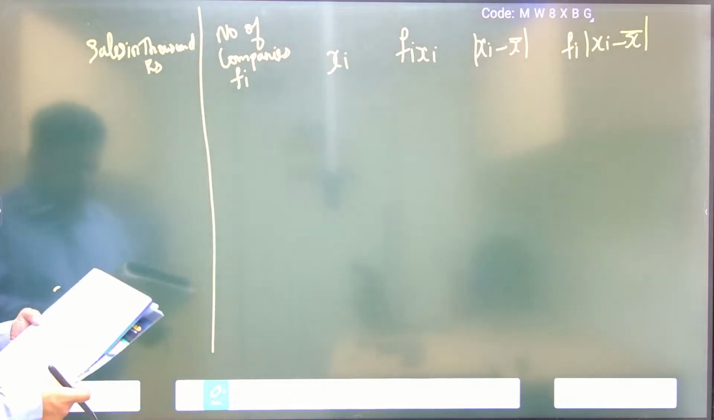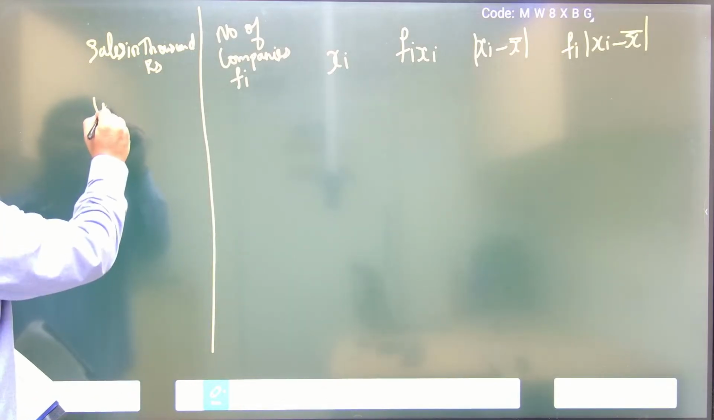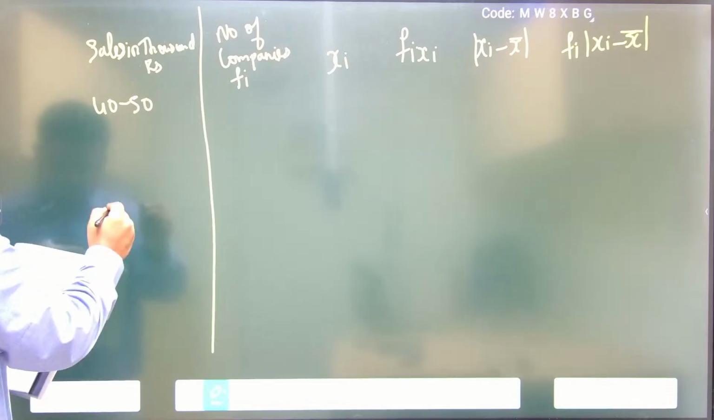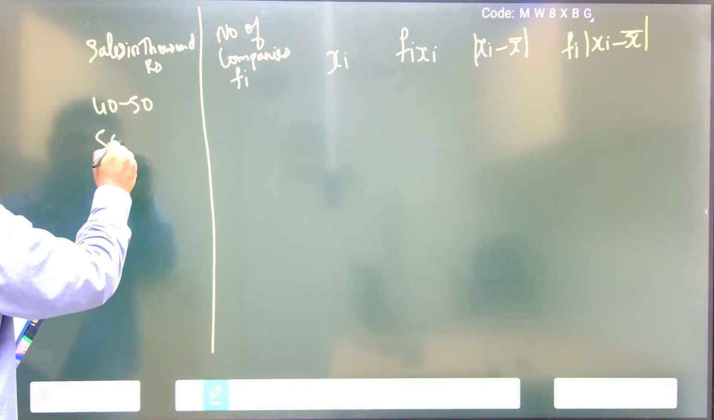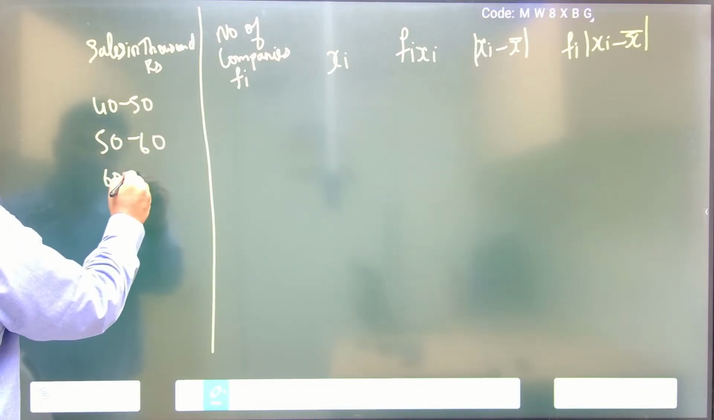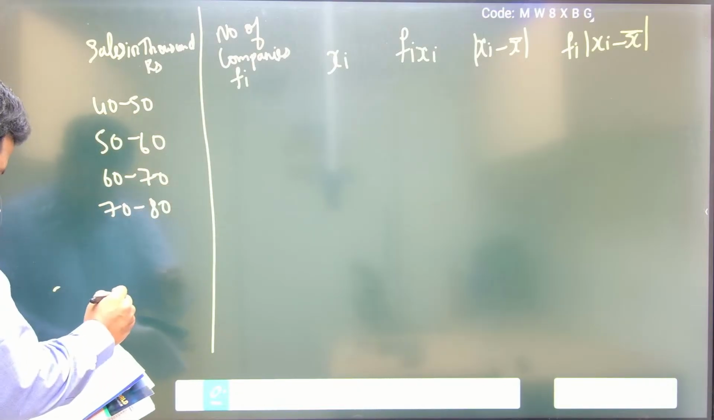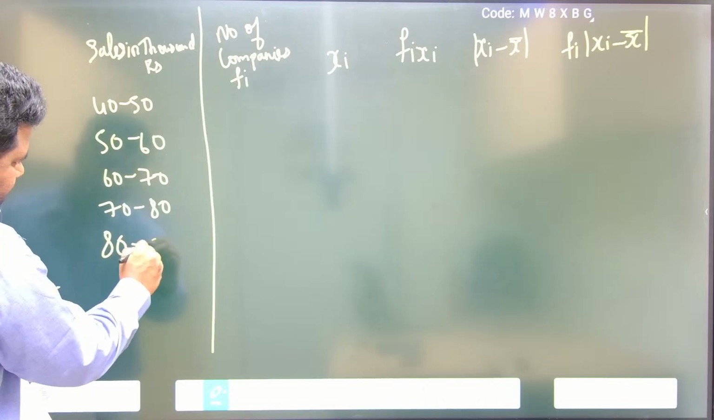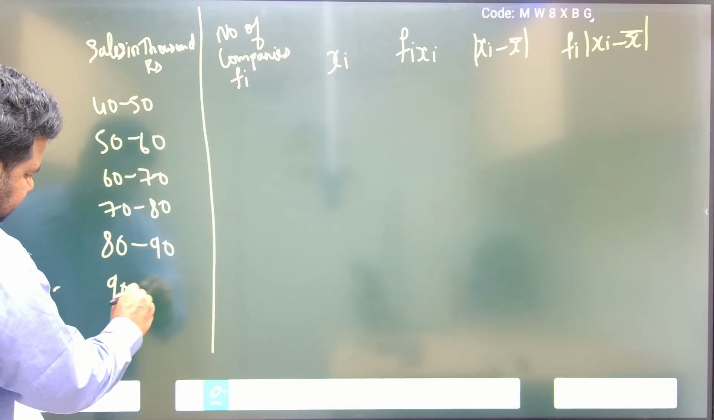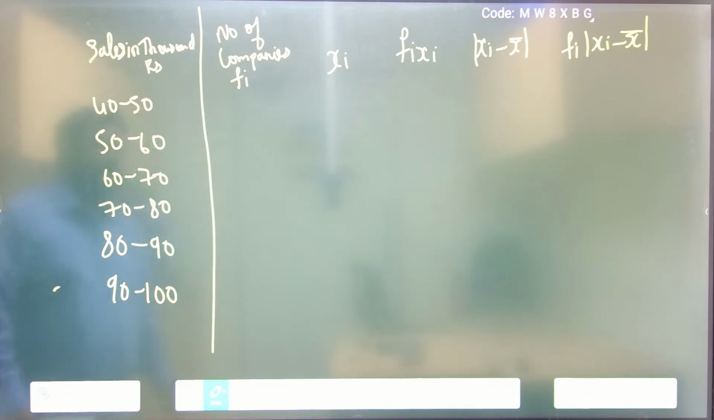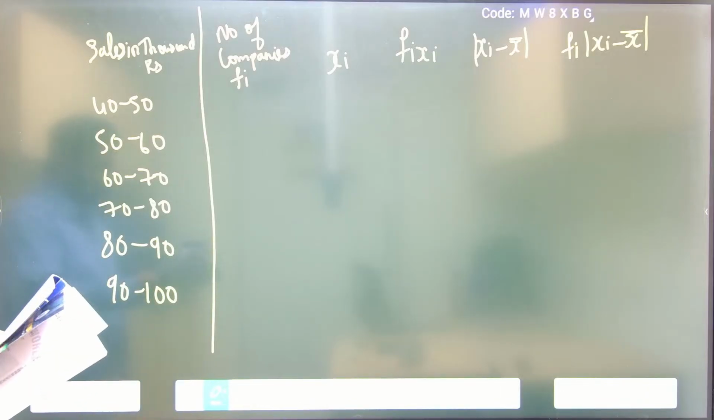Now what is the data that they have given? 40 to 50. Next is 50 to 60. Similarly 60 to 70, a continuous frequency distribution. 70 to 80, 80 to 90, then 90 to 100. Number of companies is the frequency that they have given. F of i is the number of companies.